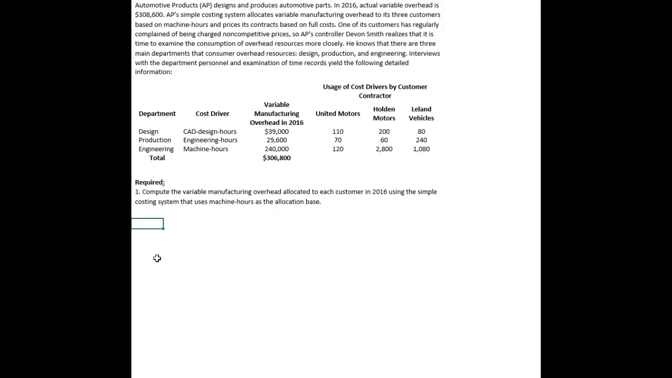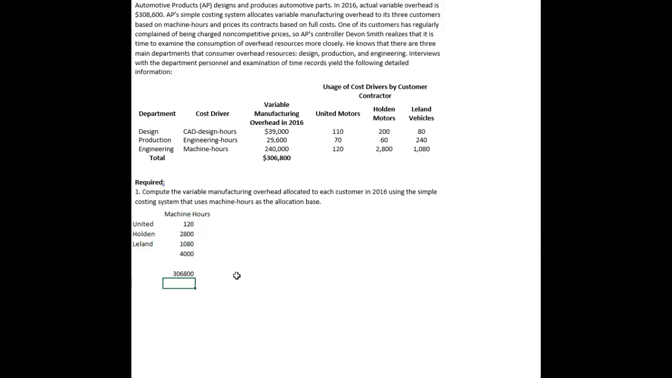So maybe I could just set this problem up like this. We have United, that's one customer. We have Holden, and we have Leland, that's the other one. And I could say something like our machine hours are right here, and United was 120, Holden was 2800, and there was 1000 from Leland. So if I add all those up, I have a total of 4,000 hours, and I'm going to need to spread out the indirect costs of $306,800.